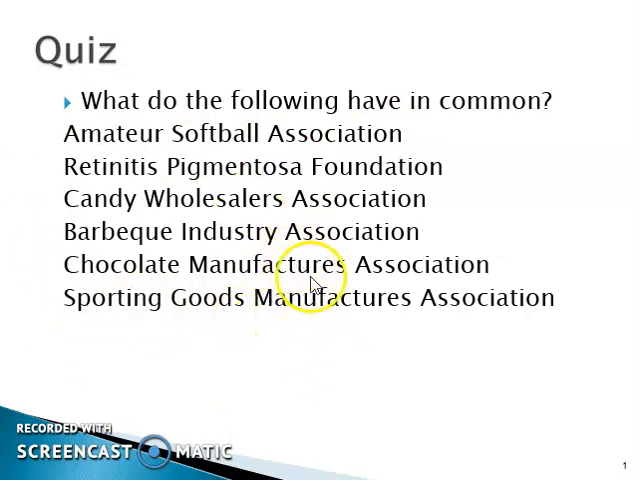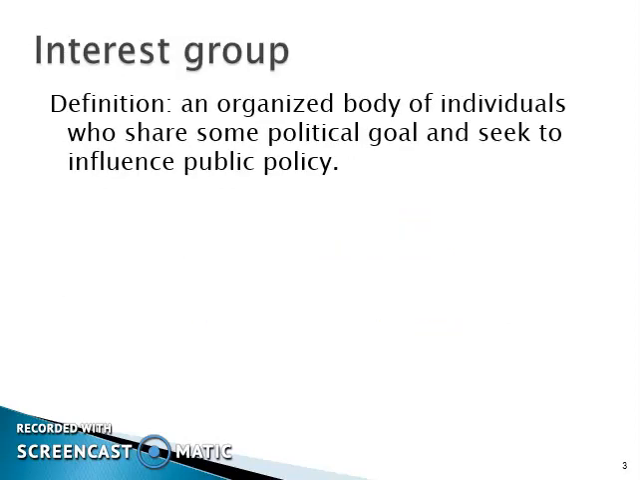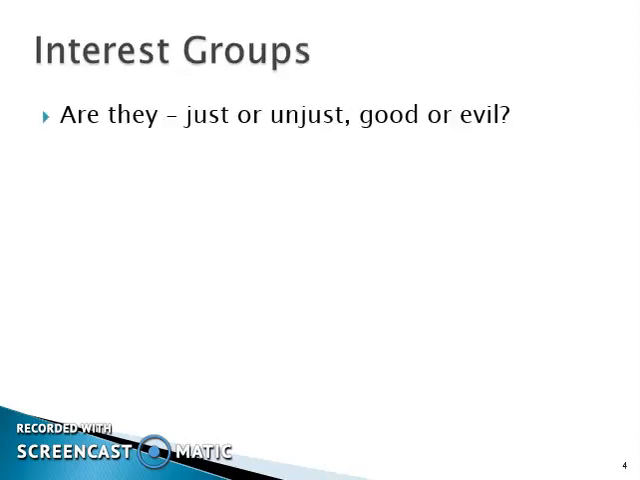So they all have this in common, and so they all come together to form that coalition for the National Daylight Savings. But these are all associations, and most associations are an interest group of one form or another. So again, an interest group is an organized body of individuals who share some political goal and seek to influence public policy to the attainment of that goal. So the question becomes, are interest groups just or unjust? Are they good or evil, as your book puts it?